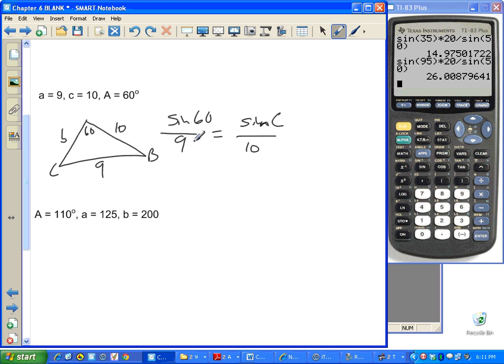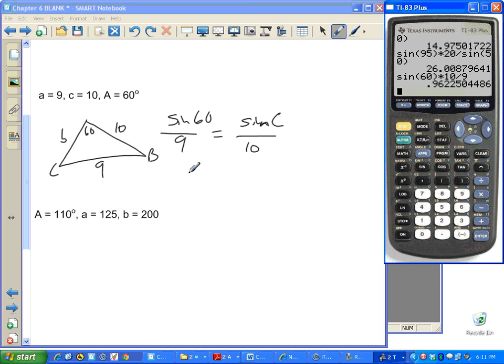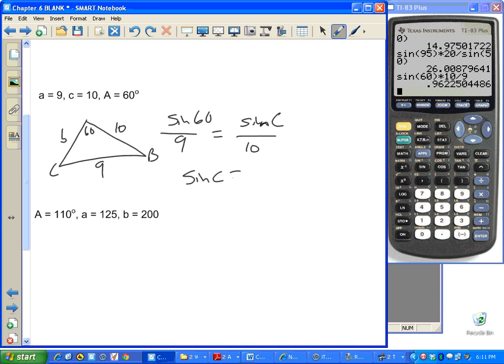So cross multiply and divide. Sine of 60 times 10 divided by 9. So that means that the sine of C equals 0.96. Okay? Now this is angle side side, okay, which is our special case. So when we're figuring out what C is, I'm going to do the sine inverse.